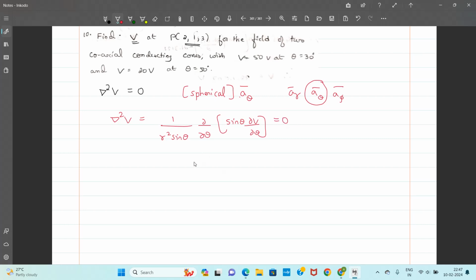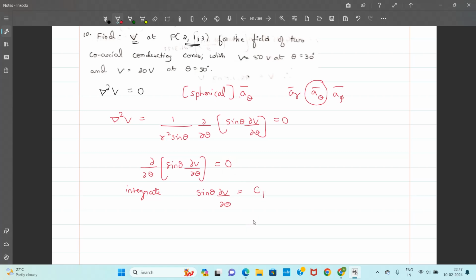Now, next step is common. You just have to do step-by-step simplification to get the potential equation. So first I'll take this term to the other side. So 0 into r square sine theta becomes 0. So I'll have dou by dou theta of sine theta dou V by dou theta equal to 0. Now to remove this, I have to integrate on both the sides. So I'll get sine theta dou V by dou theta here. This gets cancelled. Integration of 0 is 0.